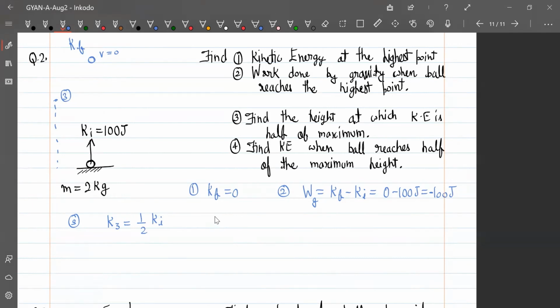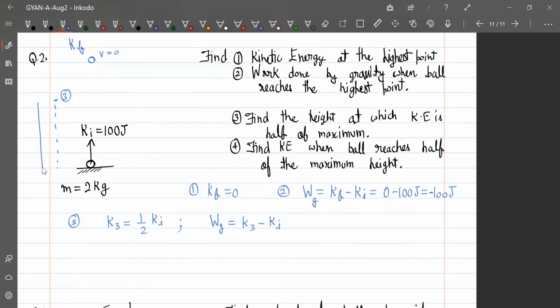So we can write again that work done by gravitational force is equal to final kinetic energy minus initial kinetic energy. यहाँ पे final क्या हो जाएगा? Kinetic energy at 3. And work done by gravity.